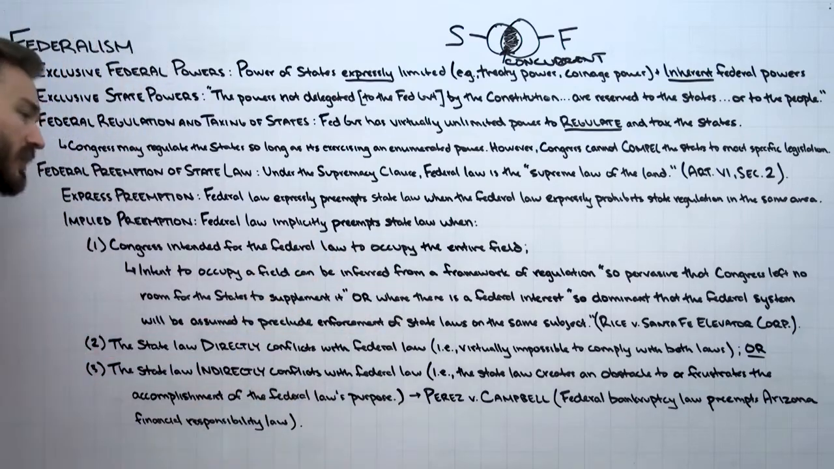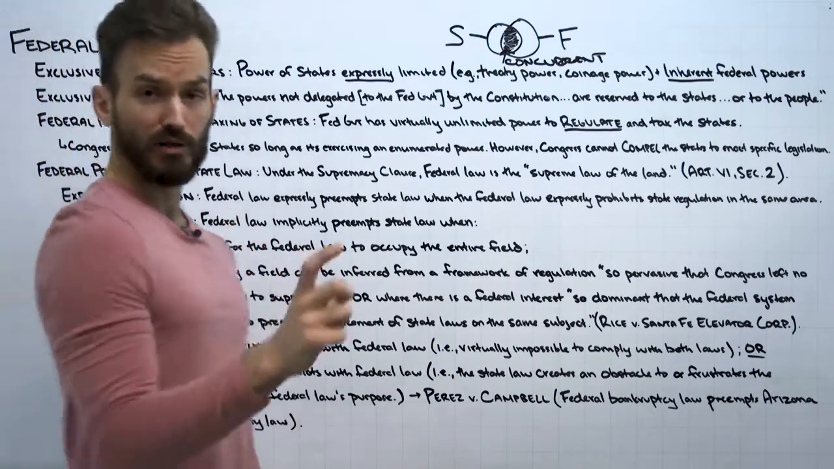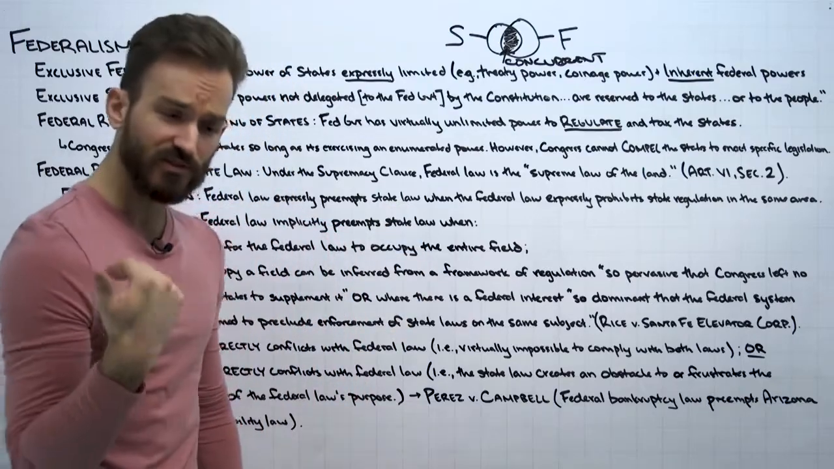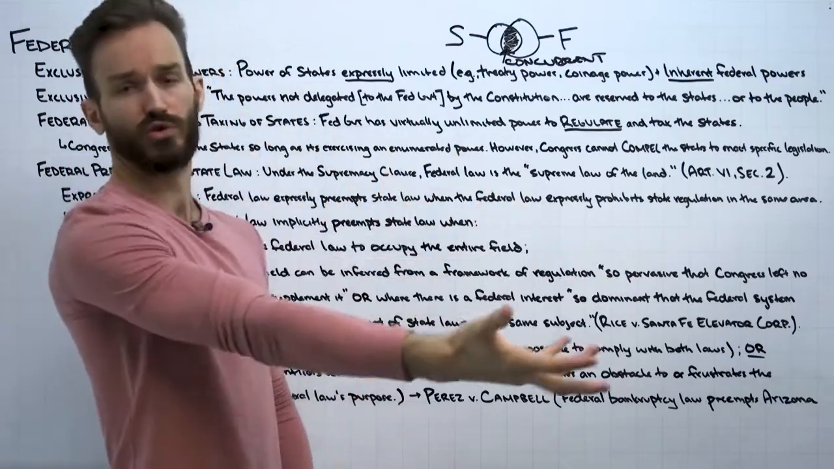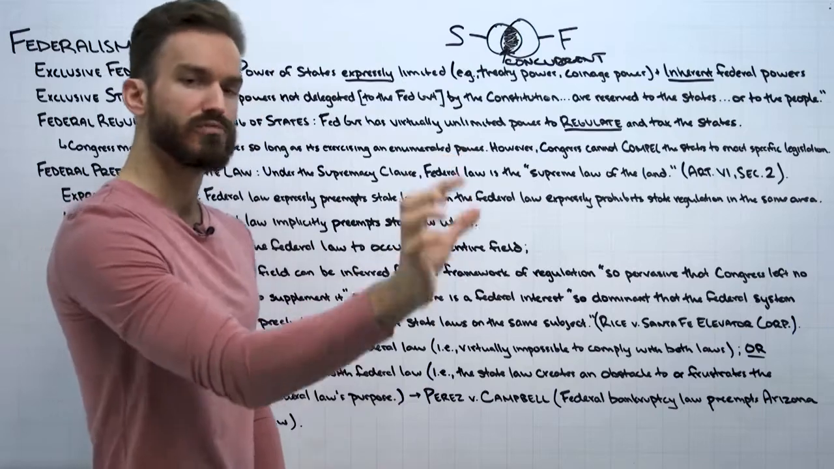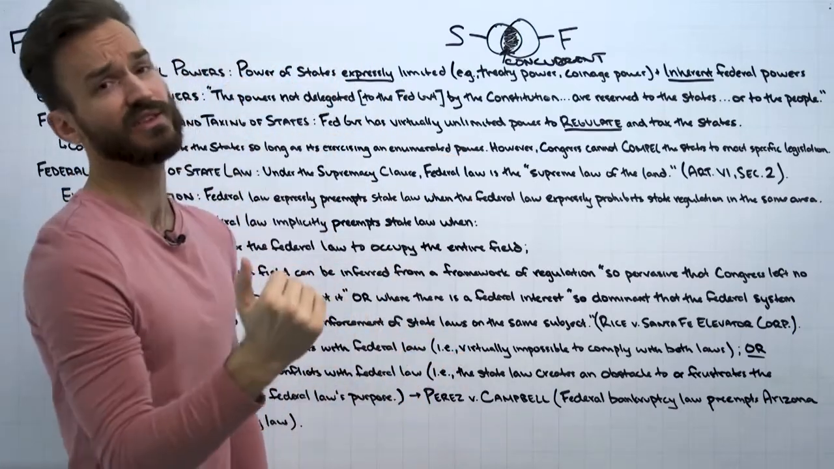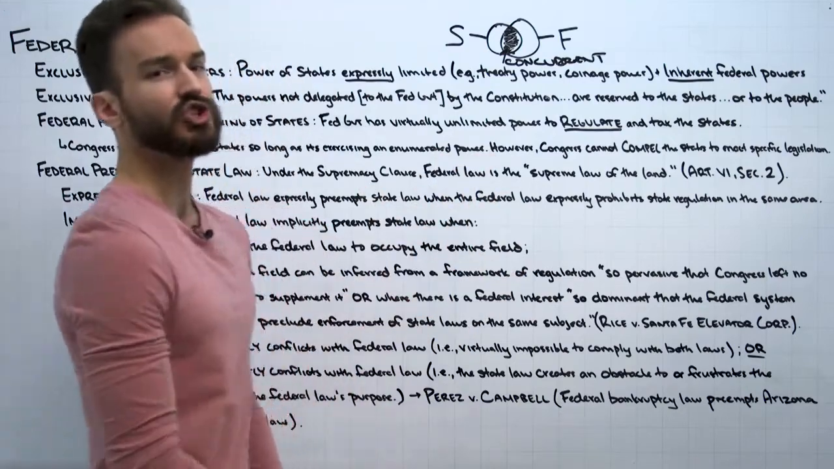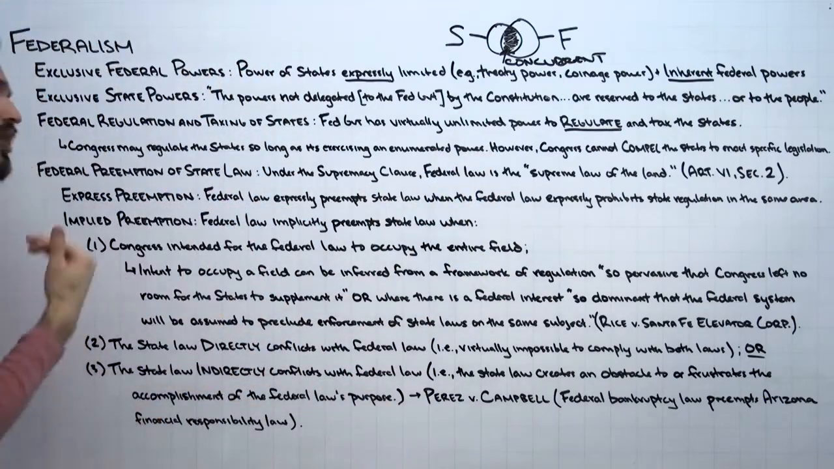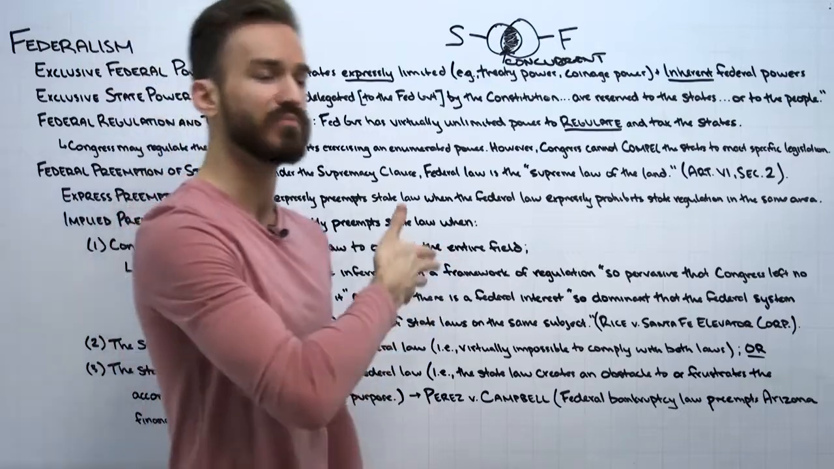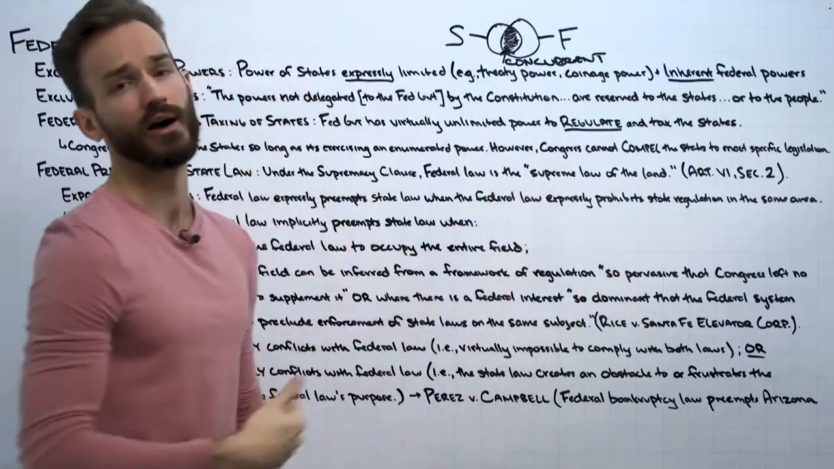Right, or in other words, the idea here is the more detailed a regulatory scheme is that's passed by Congress or that is federal law, right, the more detailed, the more pervasive it is, the less room it leaves for the states to supplement it, right? That shows intent that Congress really didn't want the states to be able to regulate that area, right?